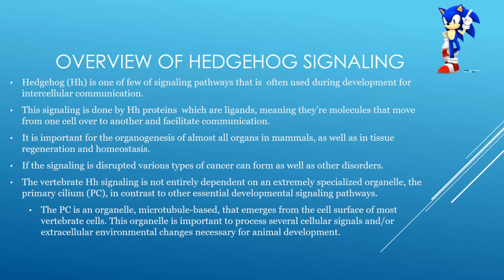Here is a quick overview of hedgehog signaling before we continue. Hedgehog signaling is one of the few pathways that is used during development for intercellular communication. These hedgehog proteins are vital for organogenesis, which is the process by which the ectoderm, endoderm, and mesoderm develop into the internal organs of the organism.